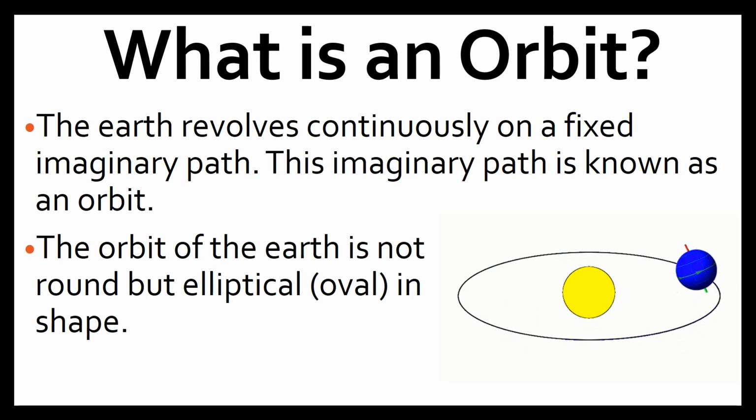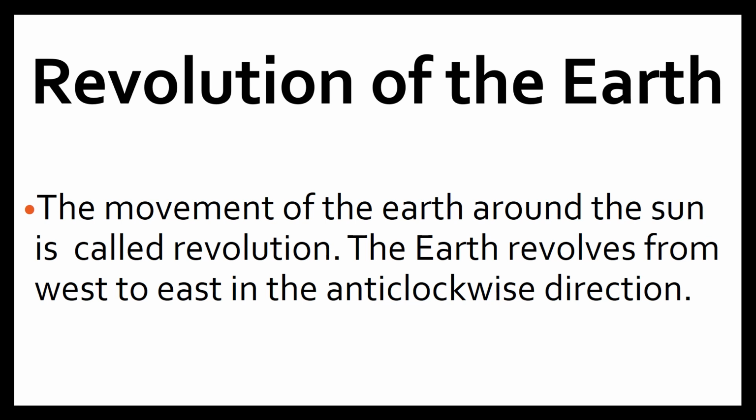Is it clear? So don't get confused between rotation and revolution. The orbit of the earth is not round but elliptical in shape. Elliptical means oval. Students, the second motion of the earth is revolution. The movement of the earth around the sun is called revolution. The earth revolves from west to east in the anti-clockwise direction.